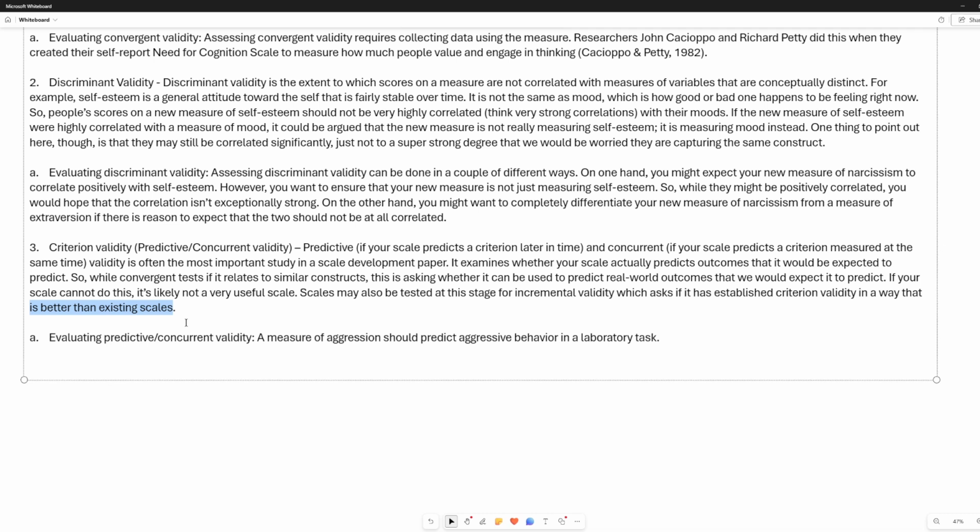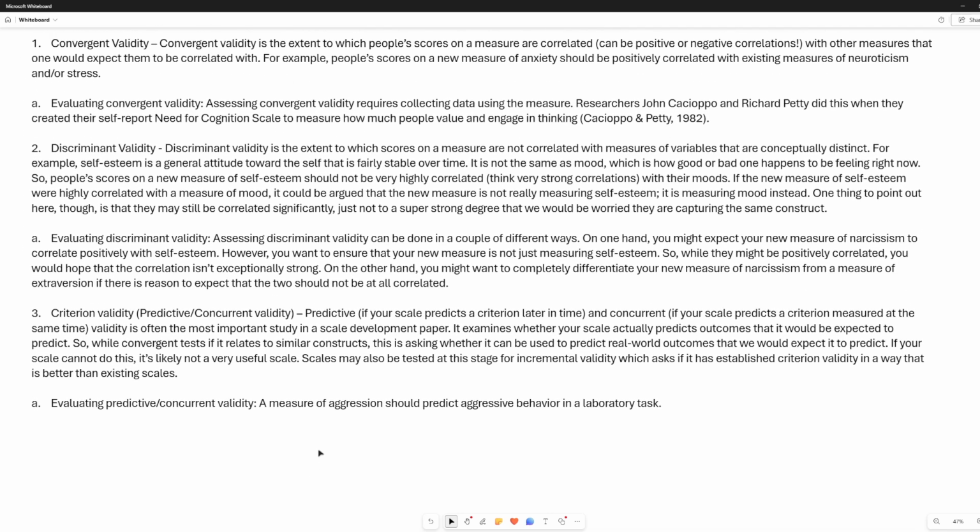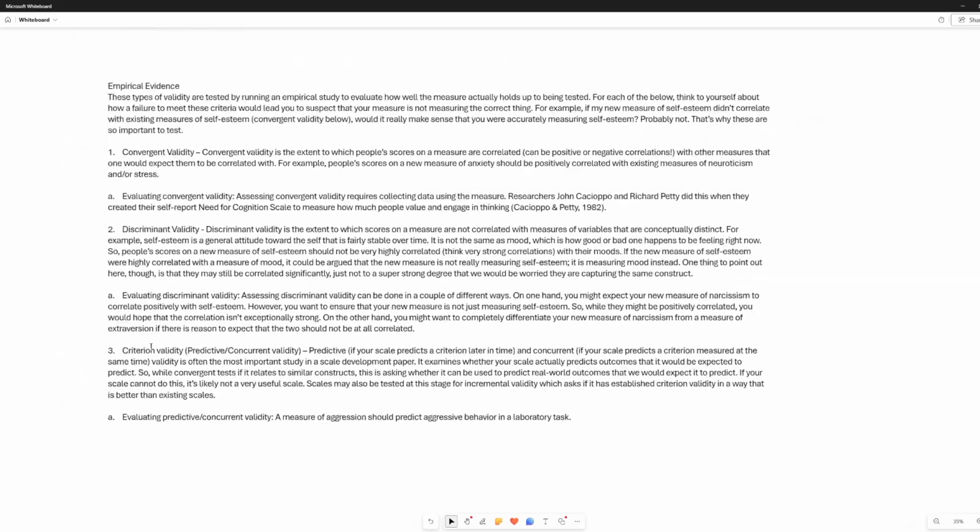because think, if I created a new measure of self-esteem, it's probably going to overlap, at least to some degree, with an existing measure of self-esteem. And if I'm going to definitively show that my measure is useful, I have to show that it does something unique. And that is what incremental validity is doing. It's showing that my scale predicts outcomes above and beyond what's already out there. And so these are the major different types of validity that we actually test by running a research study.